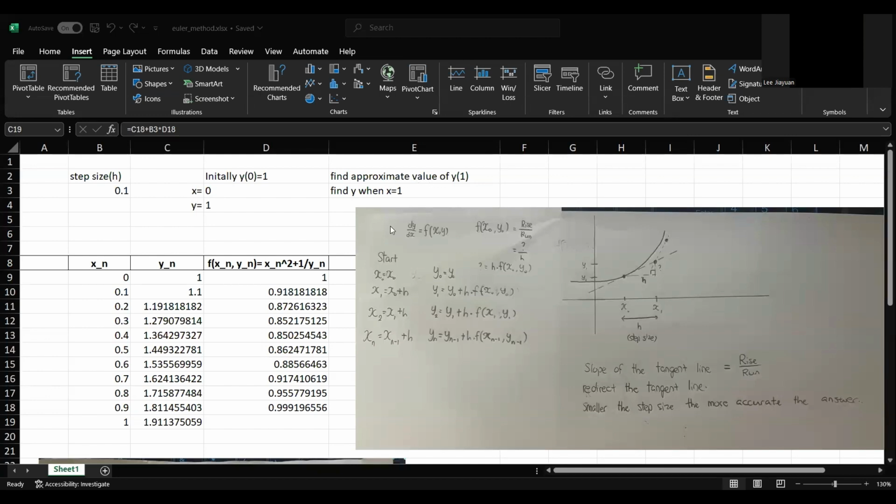Okay, so here is our graph explaining Euler's method. Let's say we are given the differential equation dy/dx = f(x, y). By plotting our tangent line, we can know that tangent is equal to y over 1, and we can figure out the next point.